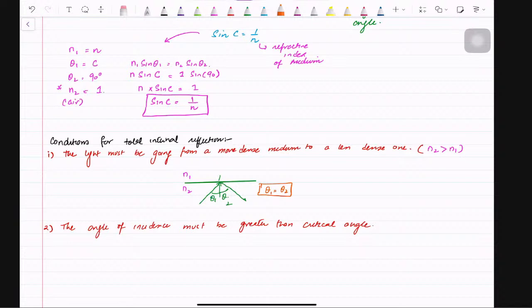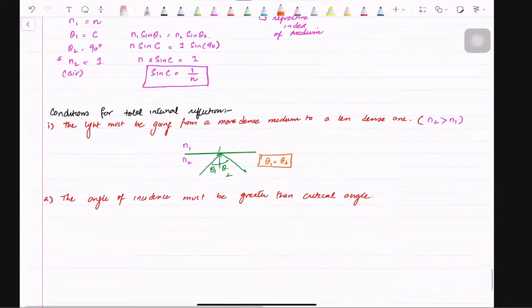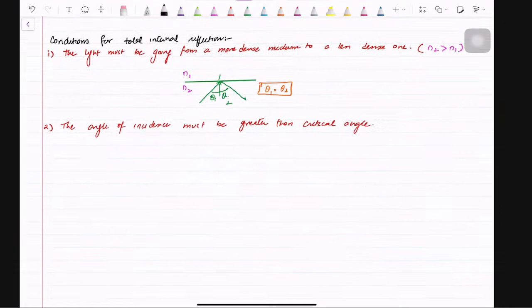Now, we also need to, there's a core practical where we need to learn how to measure the refractive index, which is very simple, and we're going to do it right away. Core practical: measuring refractive index.